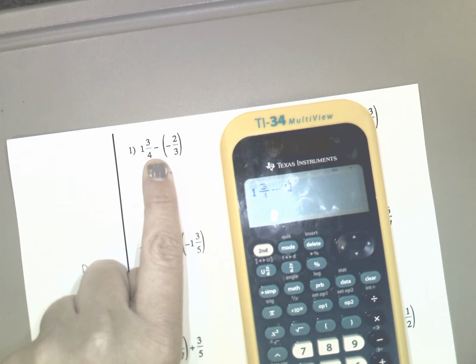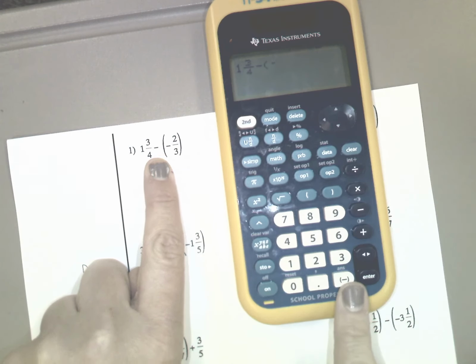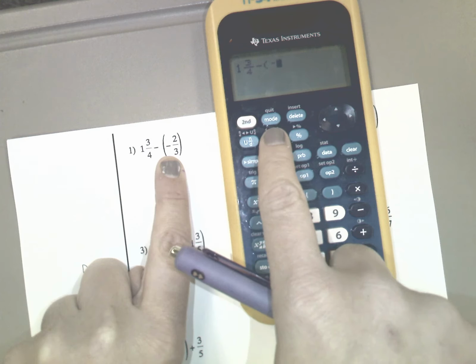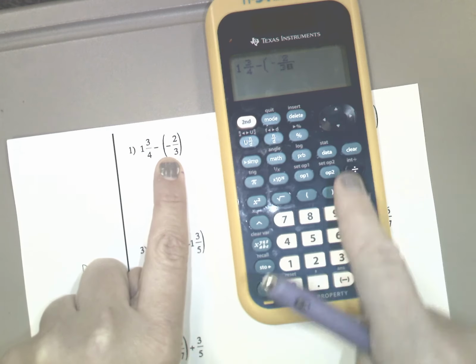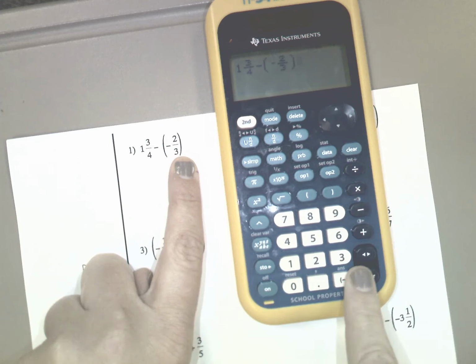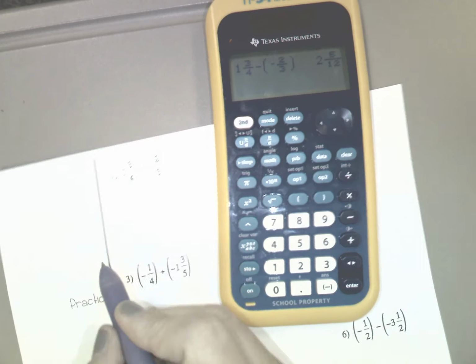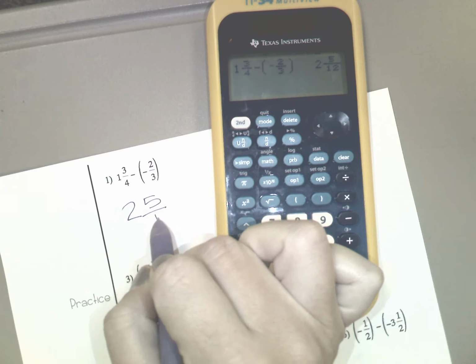I have to put the negative first, negative down here, sorry, and then I'm going to press the fraction button. So then it would be 2, down arrow 3, get off of the fraction using the over arrow, and then press parentheses, enter. So for this one, my answer is 2 and 5/12.